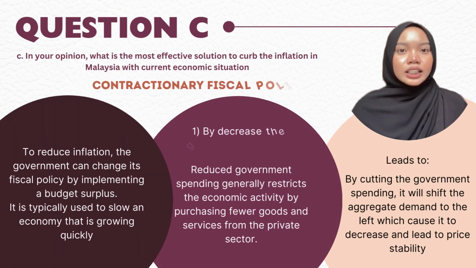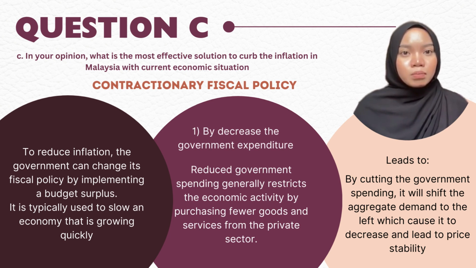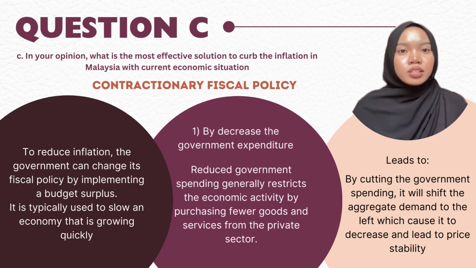The first strategy is the contractionary fiscal policy. Contractionary fiscal policy occurs when the government cuts spending and raises the taxes in order to reduce aggregate demand in the economy. To reduce inflation in Malaysia, the government can change its fiscal policy by implementing a budget surplus. It is typically used to slow an economy that is growing quickly.